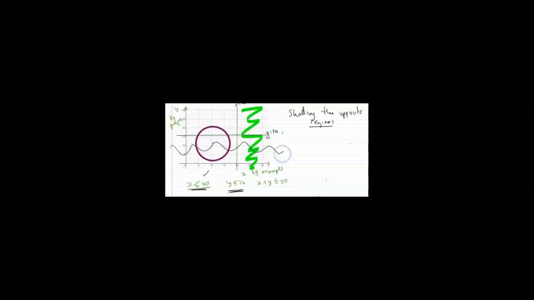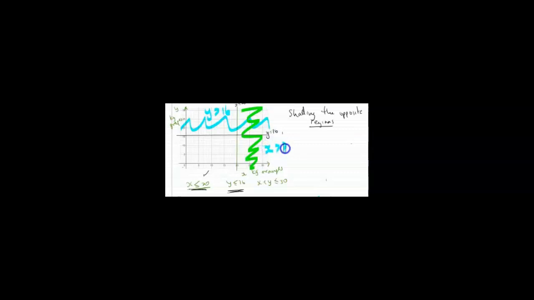Y must be less than or equal to 16. So let's identify where y is equal to 16, which is 1 unit above 15. So that's here. This is where y is equal to 16. So less than or equal to is obviously down here, so I'm going to shade the opposite, which is up here. This is where y is greater than 16, and this again is where x is greater than 20. Just sticking in those inequalities.